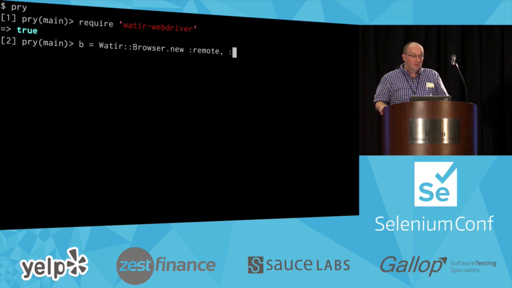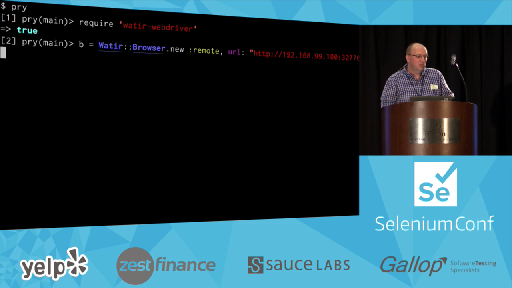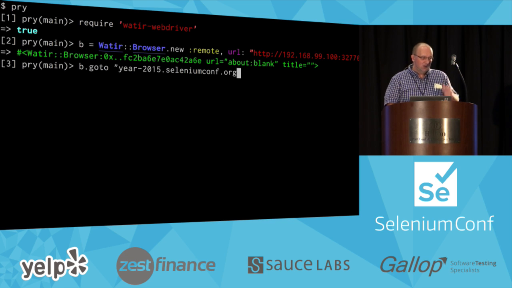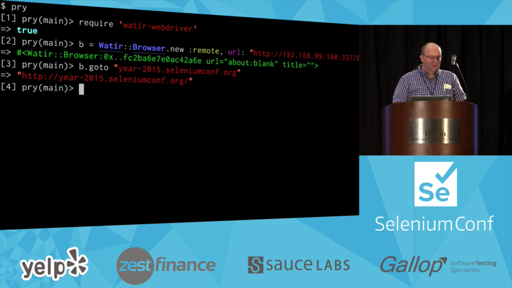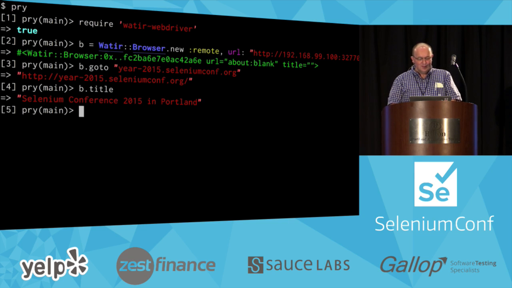We're doing a remote browser, and the URL I'm giving it is the Docker machine URL with the port 32770, which then publishes to port 4444. Here we have a browser, and we're going to go to the Selenium Conf website, and we're going to output a title just to tell you this is not made up. All right. So this is the grid that's running on a local machine.